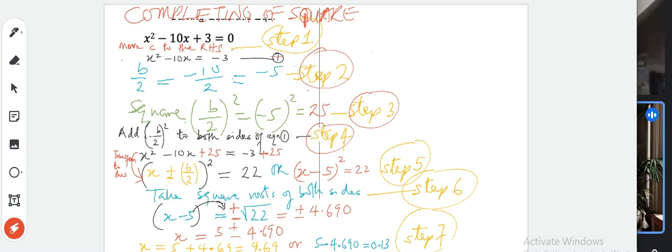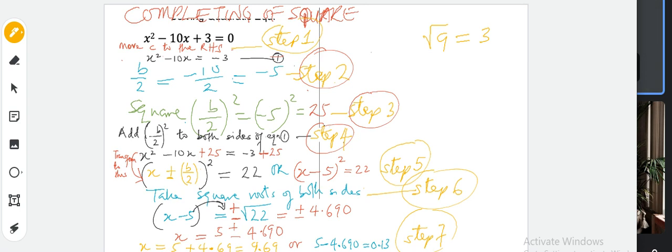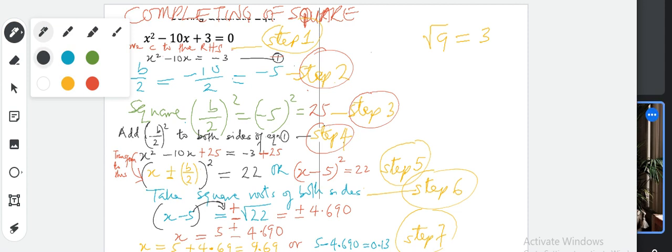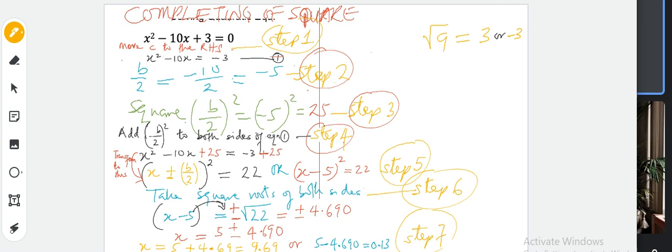Whenever you take a square root, you should always remember to write plus or minus. You know why? I told you that. What's the square root of 9? 3. Is it only 3? The square root of 9 is 3 or minus 3, plus or minus, because plus 3 times plus 3 is 9, and minus 3 times minus 3 is also 9.